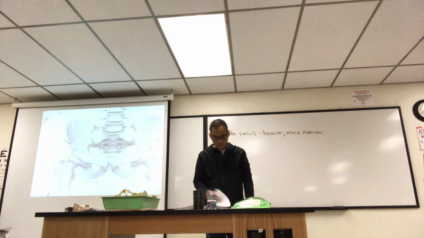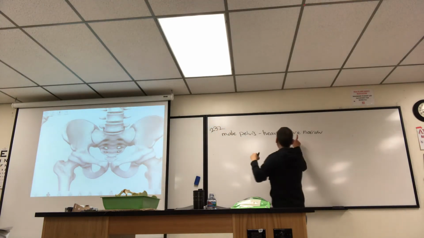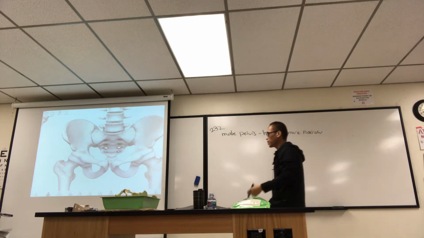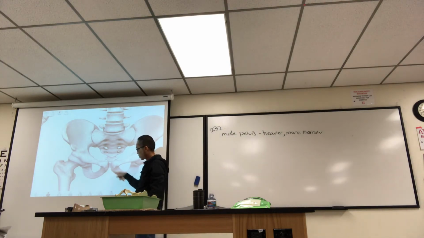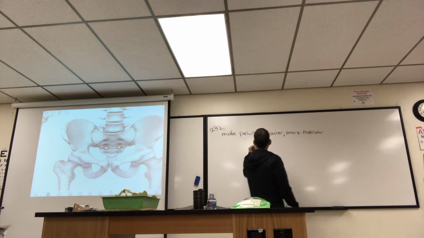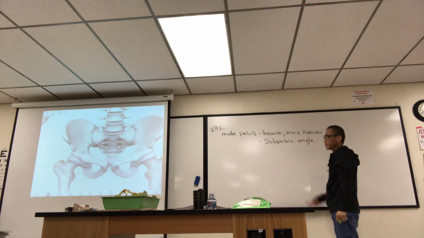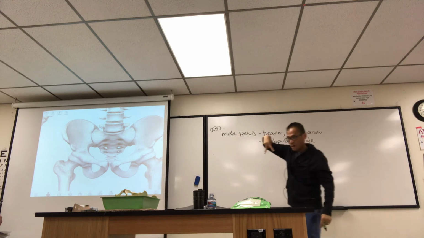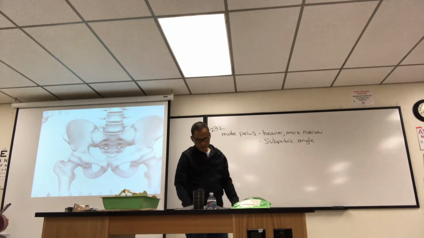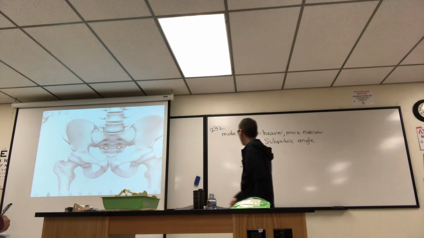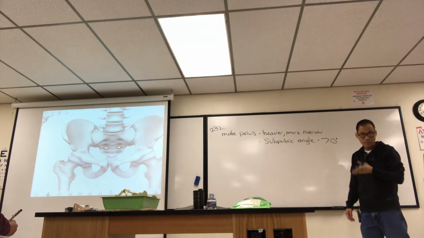And again, there's good gender differences on page 232 in the atlas. Another thing I like to look at, it's the first thing I do, is called the subpubic angle. It's the angle right here. You can approximate it by taking your two fingers and going like this. It's been measured something like 70 degrees. It's more narrow. You expect it to be wider in a female to accommodate a baby's head.